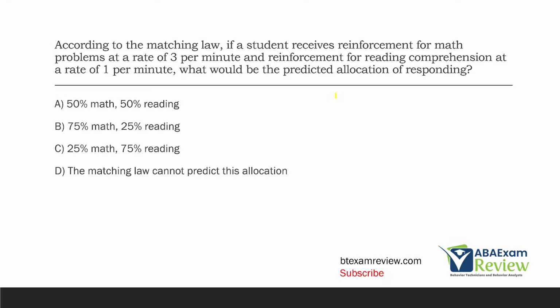According to the matching law, if a student receives reinforcement for math problems at a rate of 3 per minute and reinforcement for reading comprehension at a rate of 1 per minute, what would be the predicted allocation of responding? All right, you probably won't get a matching law question like this, but it's a good, I think, example of what matching law is. Remember, matching law says behavior will go where reinforcement is.